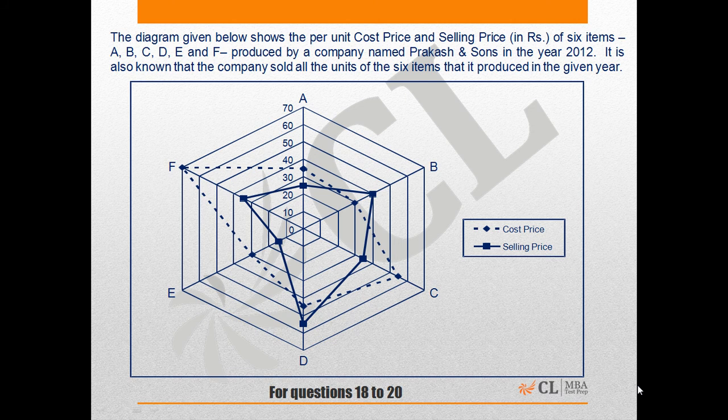The diagram given below shows the per unit cost price and the selling price of 6 items A, B, C, D, E and F produced by a company named Prakash and Sons in the year 2012. It is also known that the company sold all the units of the 6 items that it produced in the given year. Here the dotted line shows the cost price of each item and the dark line shows the selling price of each item. Let's go to the question.